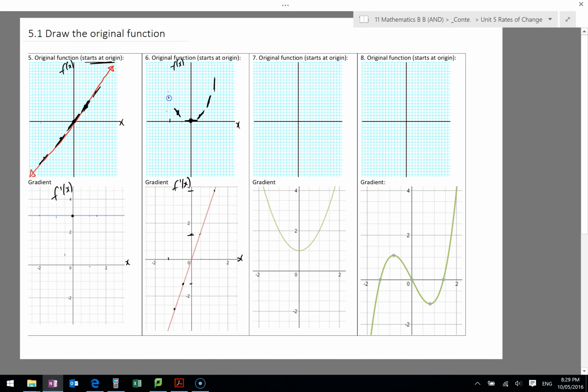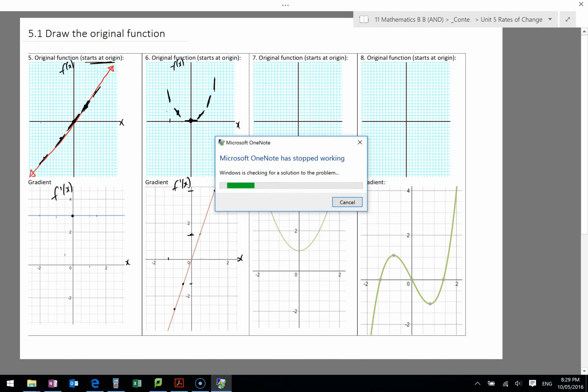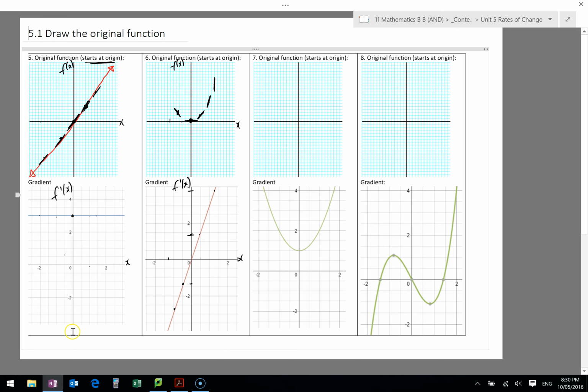So I better draw this one a bit steeper. OneNote really doesn't like drawing graphs. Take 5, okay, negative slope. Just let me draw these slopes. Okay, and then as we go further out, the slope is becoming really negatively steep. Okay, so it probably came from out there somewhere.